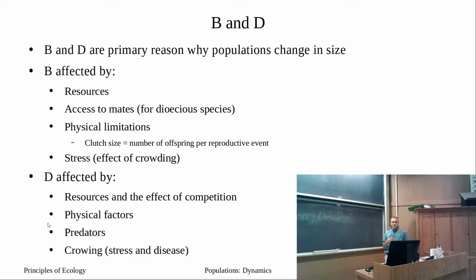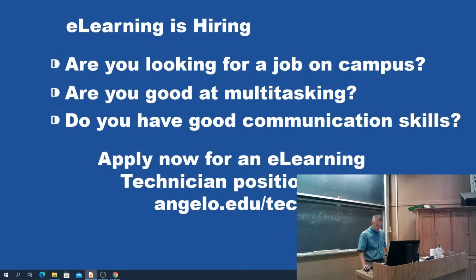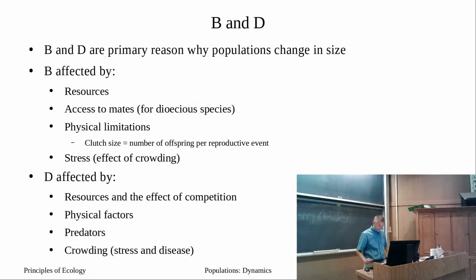And then crowding. We've got crowding affecting stress levels that affect our reproduction. Crowding also affects our death rates. Crowding influences our stress levels, and it also increases our susceptibility to disease. So crowding is going to have twofold effects on us. It hits us for reproduction and hits us for increased death rates.